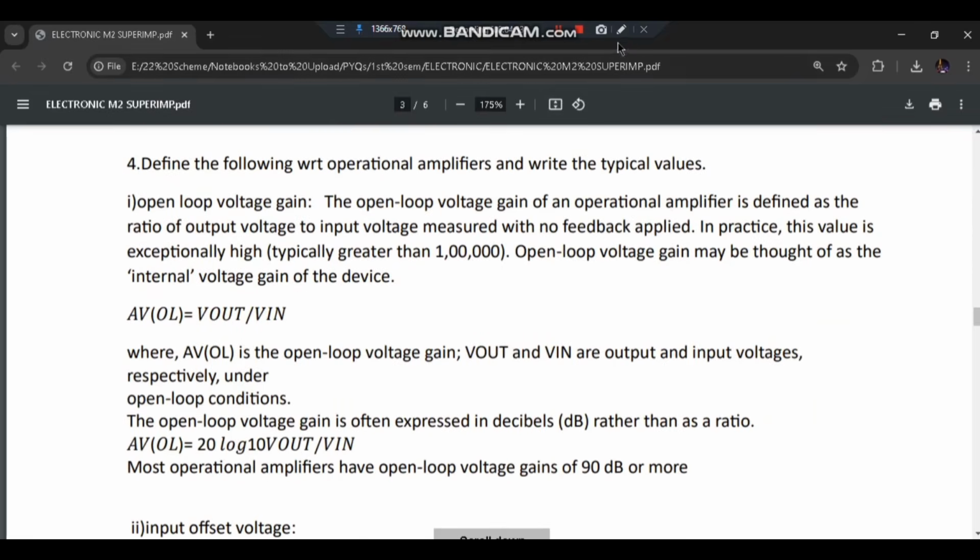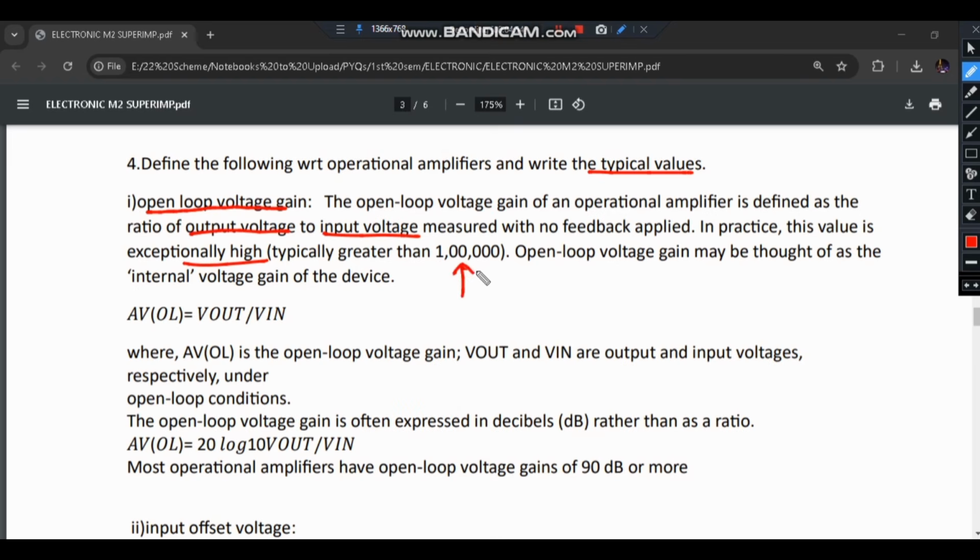Moving on, we have the next super important question, which is: define the following with respect to operational amplifier and write its typical values. First is what is open loop voltage gain. This is a very much repeated question, the definitions. Open loop voltage gain is defined as the ratio of output voltage to input voltage, and in practice it is a very high value, greater than 1 lakh.